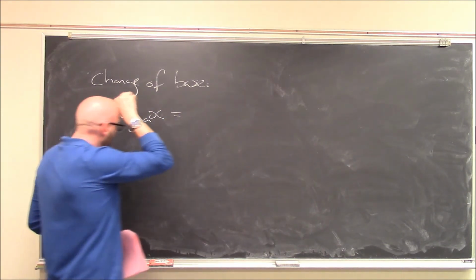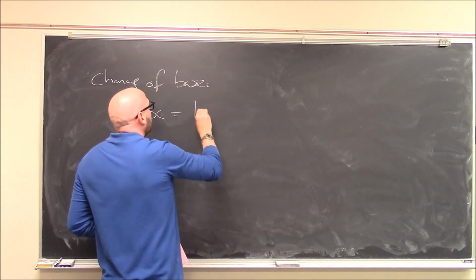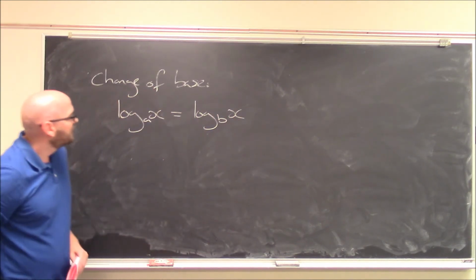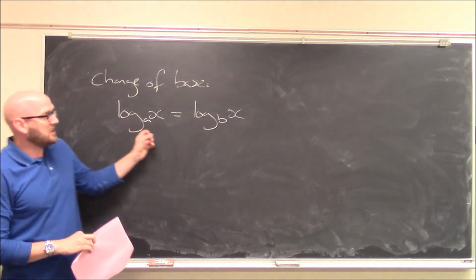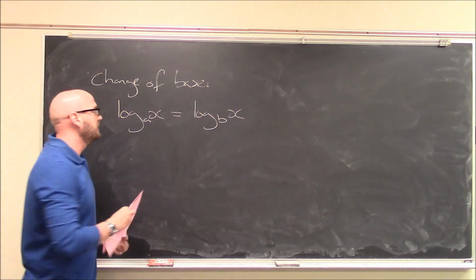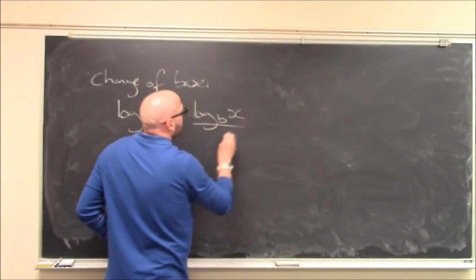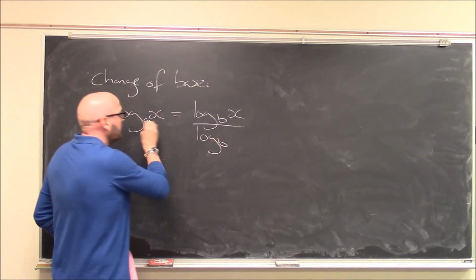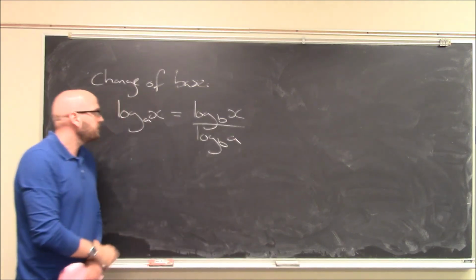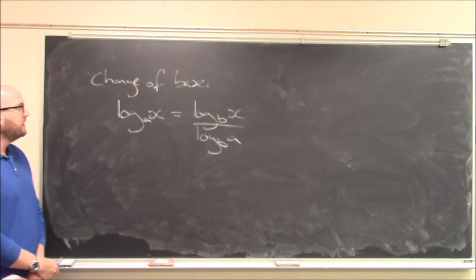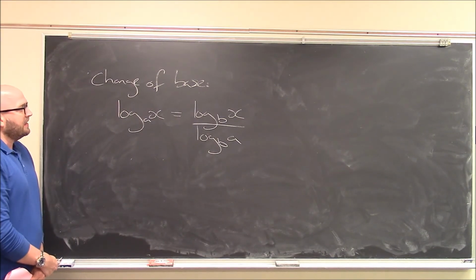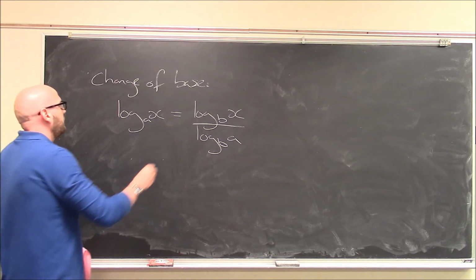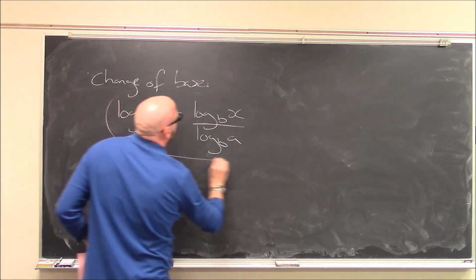So my base right now is a. I can make this log to the base b of x. But obviously I can't just freely change it, right? If I change the base, it should change the value. So if I change the base to log to the base b, I have to divide by log to the base b of the old base of a. Right, so if this ever proves useful to you, there's the famous change of base formula.